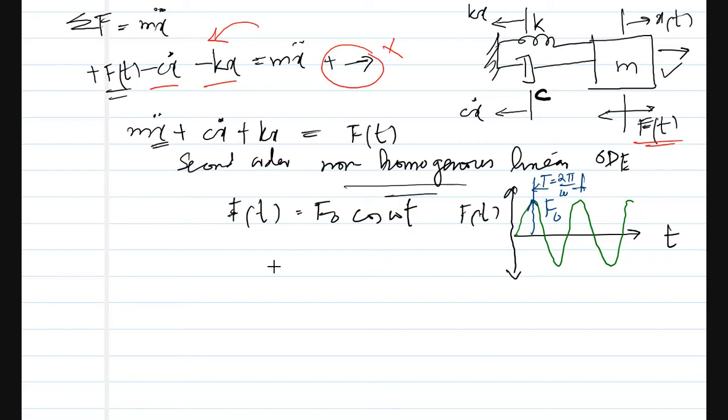Clear? Now, why cos omega t? Why not sin omega t? You can also write the sin omega t. Both are periodic functions. But for a certain sake, I have written it as cos omega t. But even if you write sin omega t, it's fine.